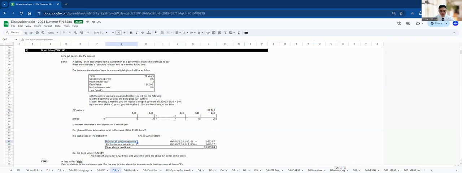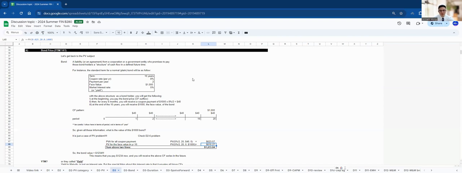So the present value of the annuity for all the payments is $623, and the present value of the face value in year 10 is going to be $610. When you add these two up, you're going to get $1,233.84. So this is the value of the bond. How come it is above $1,000? This is called a premium bond.